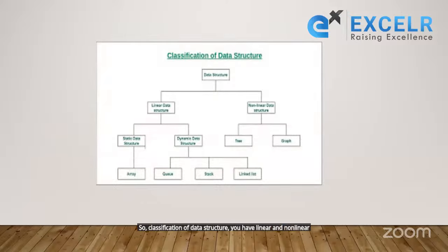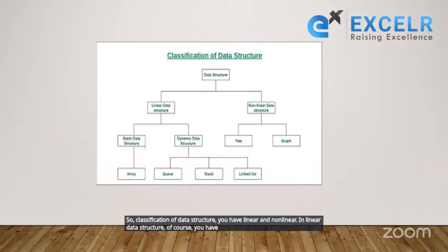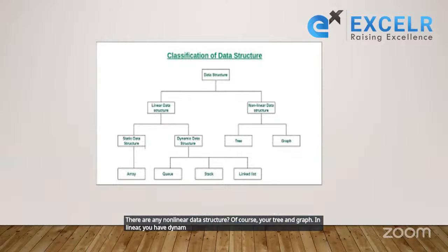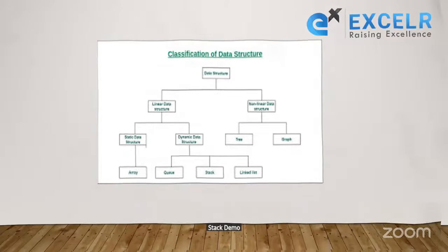In linear data structure, of course, you have arrays, and in non-linear data structure, of course, you have tree and graph. In linear, you have dynamic data structures as well: queue, stack, and linked list.